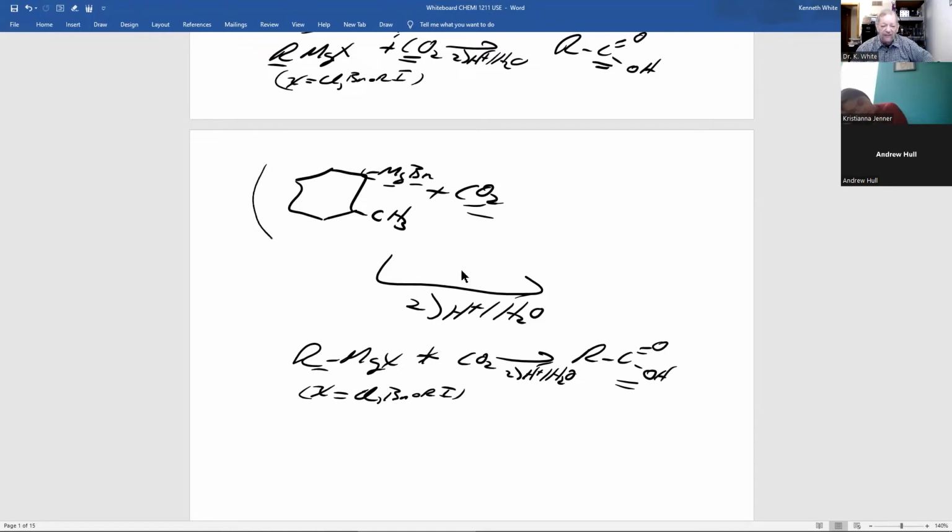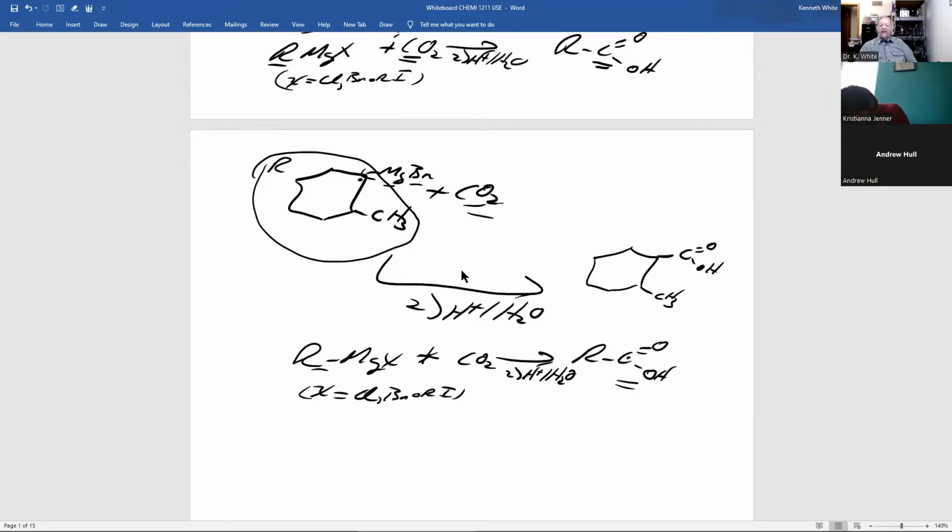Well, what's my R group? This ring with a methyl group. And what you'll get is this ring with a methyl group. The carbon that had the Grignard will be attached to my carbonyl carbon. And that's how you do it. Now, one of the things why I use this example, I can't think of an easy way to make that molecule without using the Grignard. It'd be quite very difficult and challenging. With the Grignard reagent, that's a piece of cake.